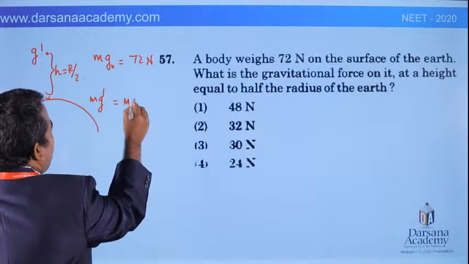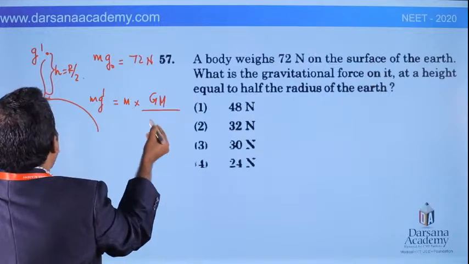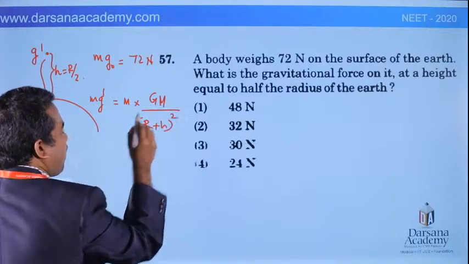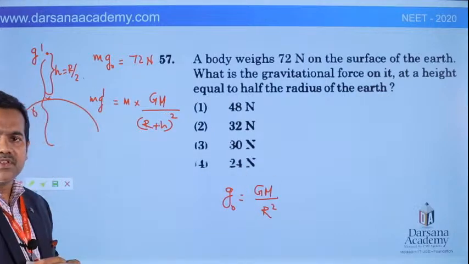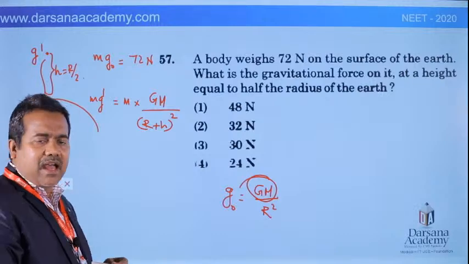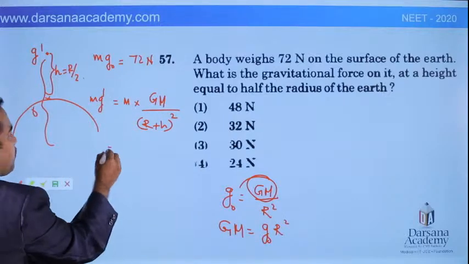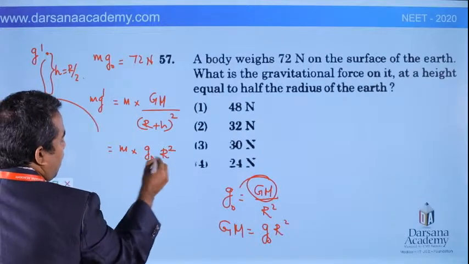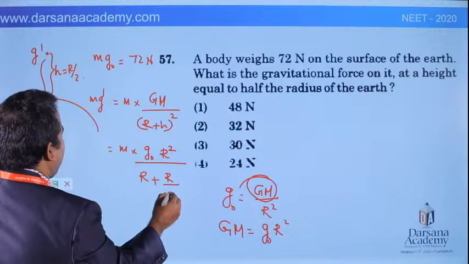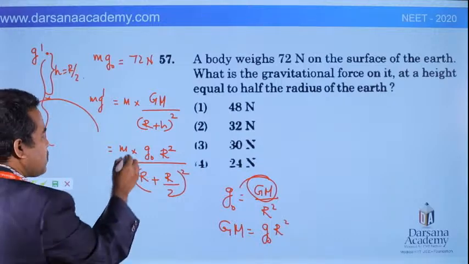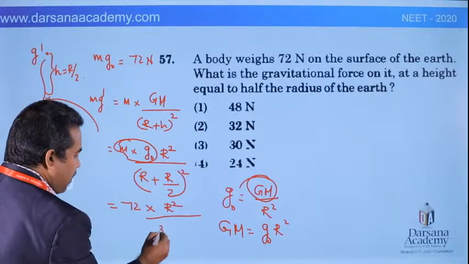So that is equal to, we know the value. Suppose from the center we take that r value, we can say GM divided by small r square, where small r is nothing but r plus h. But we know the simple concept g0 as capital GM divided by r square. So you can substitute for GM the value g0 r square, divided by, and substitute the value for h, which is r by 2, that much square. It is given mg0 as 72 Newton into r square, divided by 3 by 2 r the square.